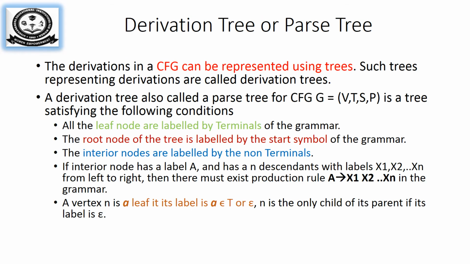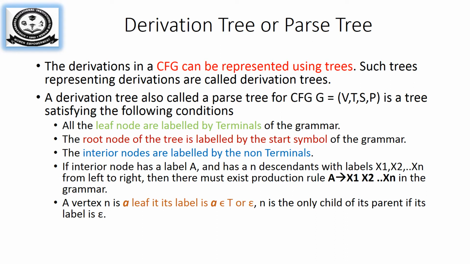So, derivation tree: a context-free grammar can be represented using trees. Such trees are called derivation trees. A derivation tree, which is otherwise called a parse tree, for a context-free grammar should satisfy the following conditions. The first condition is a leaf node should be a terminal, the root node must be your starting symbol, and the interior nodes must be non-terminal symbols.